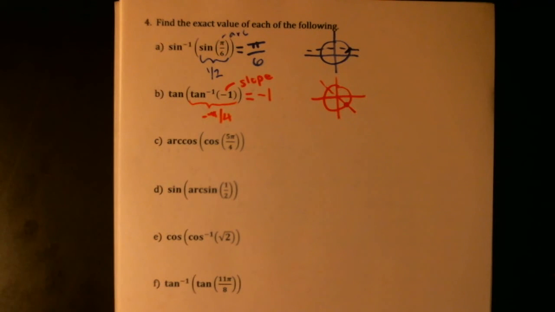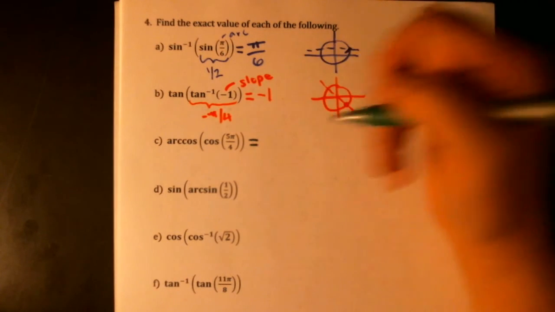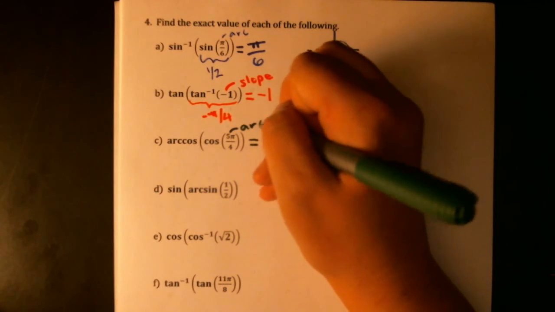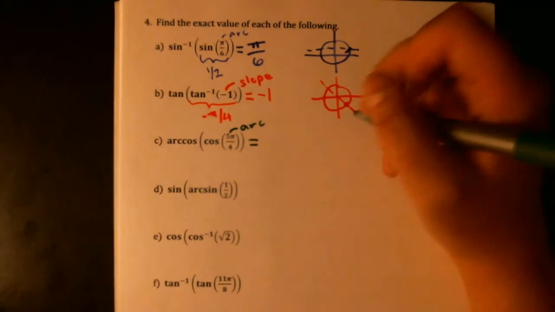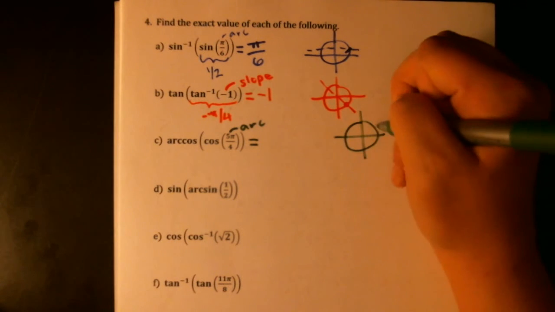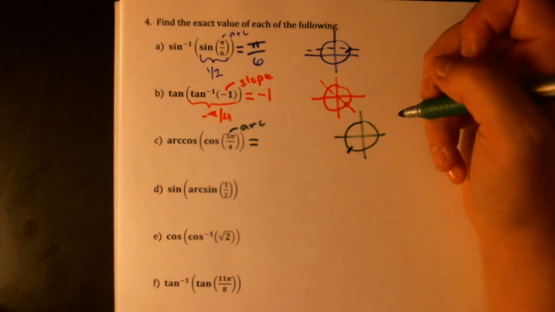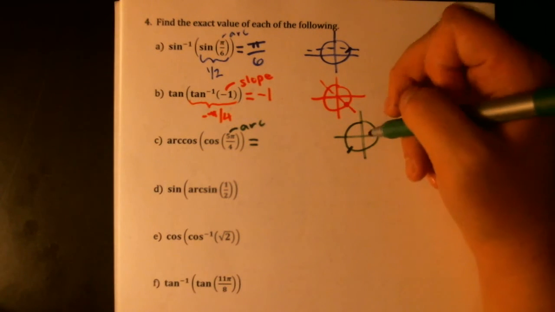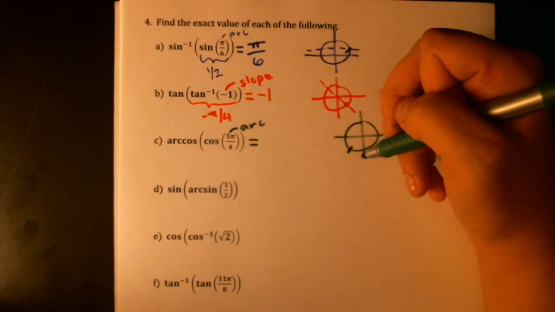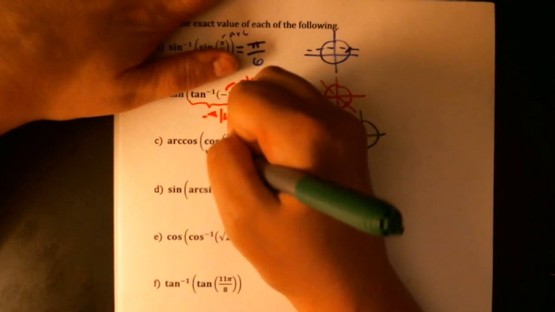Arc cosine of cosine of 5 pi over 4. So here I'm saying, okay, if I'm inputting it into cosine, the 5 pi over 4 is an arc length. So I'm picturing that I've gone 1, 2, 3, 4, 5 pi over 4. So I'm sitting in quadrant 3. I then take cosine of that arc length, which is -1 over root 2.